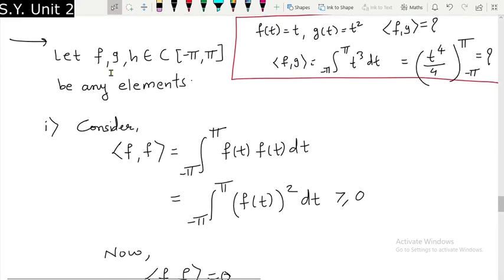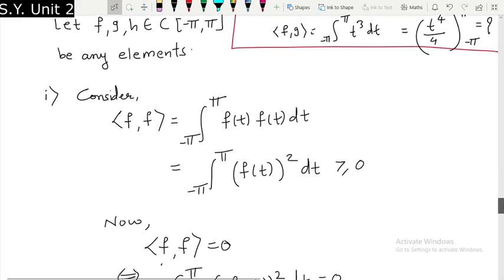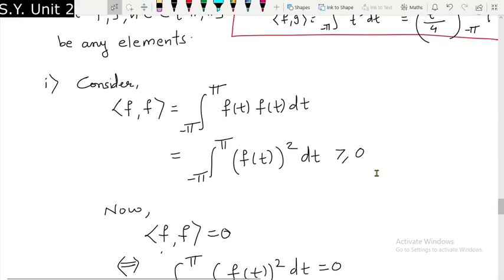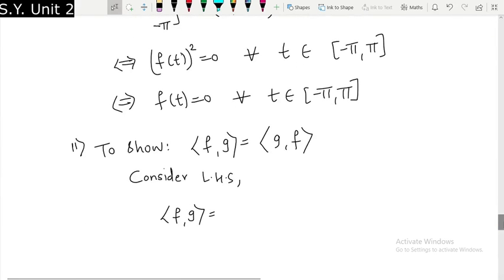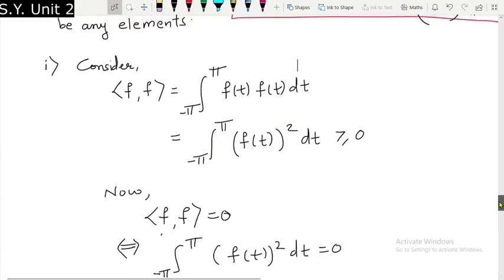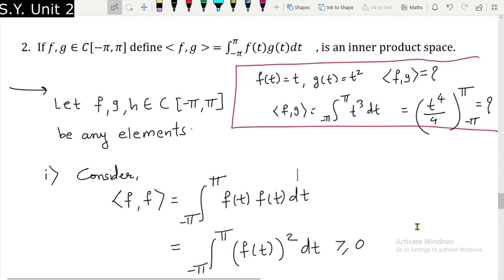So I have taken any three continuous functions from the interval minus pi to pi, and for these functions we have to prove properties. I will start with the inner product of f with f, which we have to show is greater than or equal to 0. As you have seen, the inner product is defined in a very simple way: the inner product of f with g is equal to the integration from minus pi to pi of f of t g of t dt.